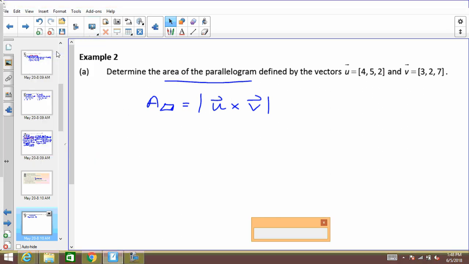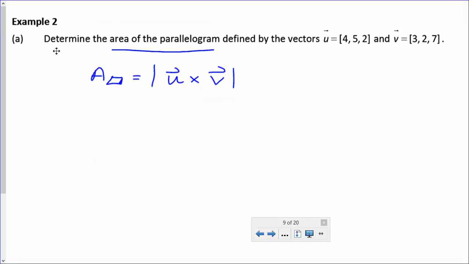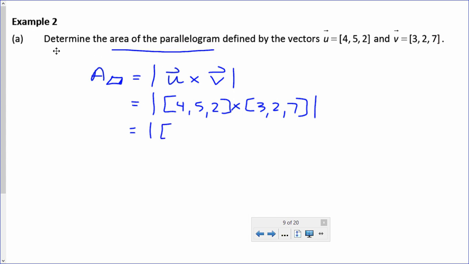So, I gave you a bit of a head start here. So we had 4, 5, 2 crossed with 3, 2, 7. You just go right into numbers, it's fine. So a2b3 minus a3b2, a3b1 minus a1b3, a1b2 minus a2b1. Oh shoot, minus. See, it's tricky, right? You gotta be careful.